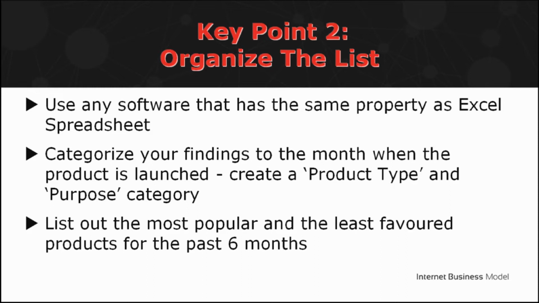The last category and column is purpose. For example, is the product created for traffic or list building, email marketing, SEO, or logo and graphics creation? This is your job to organize your research so you can easily analyze and measure the data. When you've listed out all the featured products, you'll see a pattern. What you find is a list of the most and least popular products for the past 6 months.